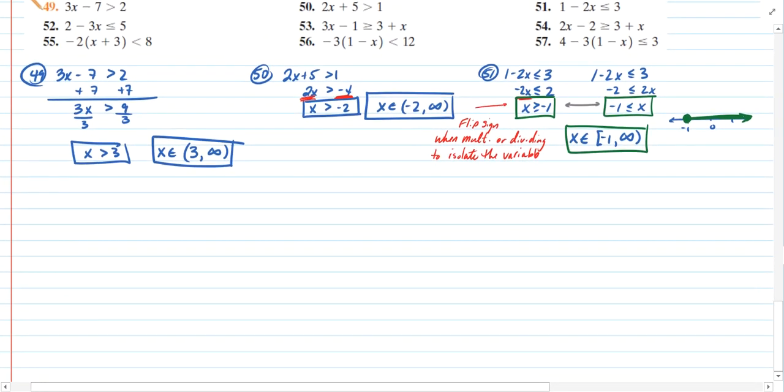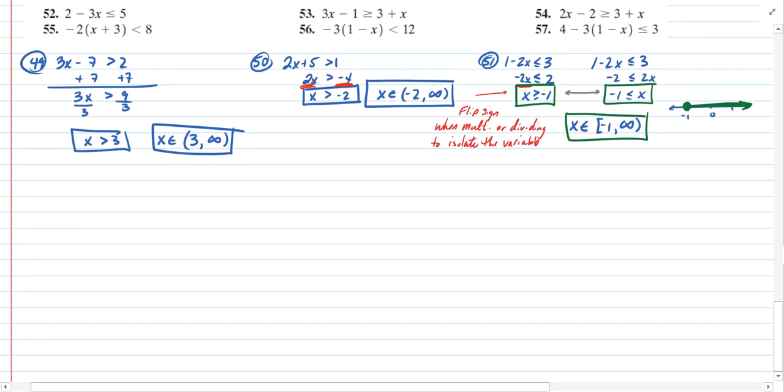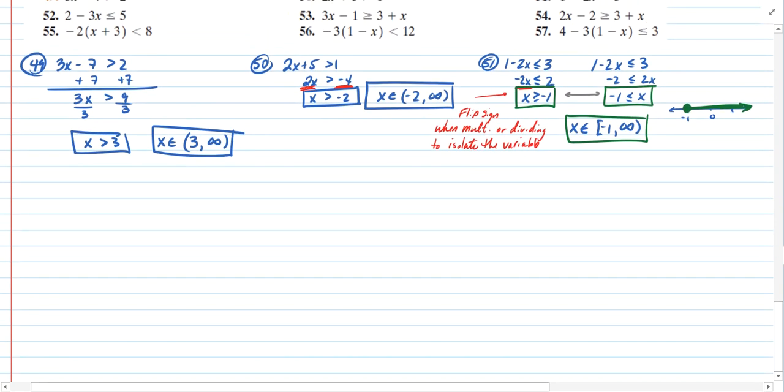Go ahead and try 52 through 57 on your own. Pause the video now and resume playback in a moment to check your work.